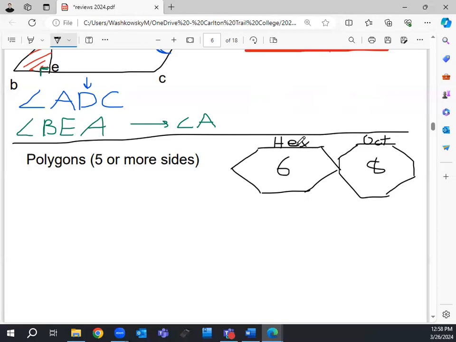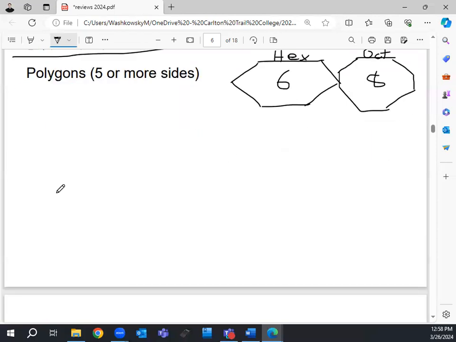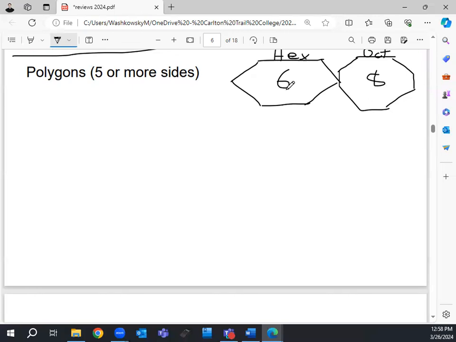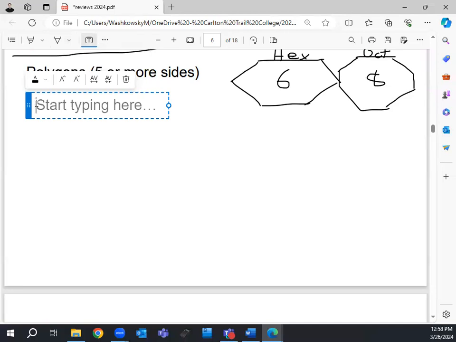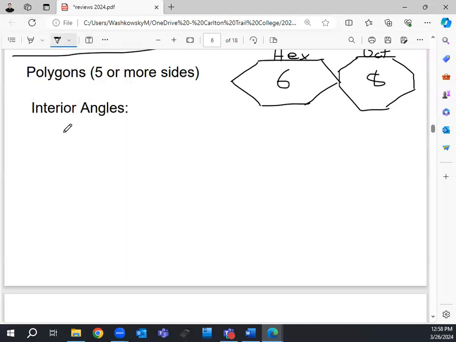So there's really 2 things here. We have interior angles, and we're going to have exterior ones. So let's start with interior angles. So I'm going to draw a really quick hexagon here.